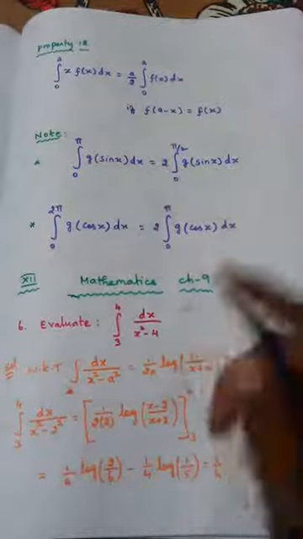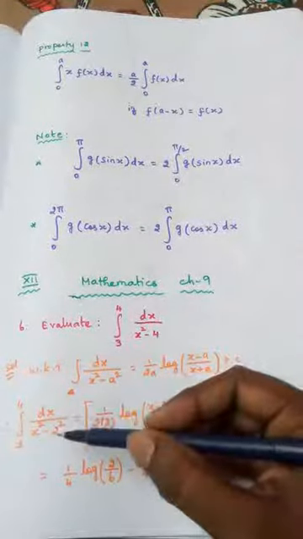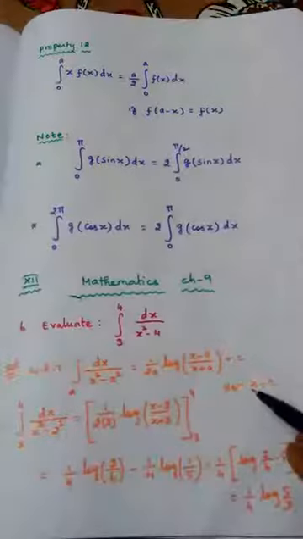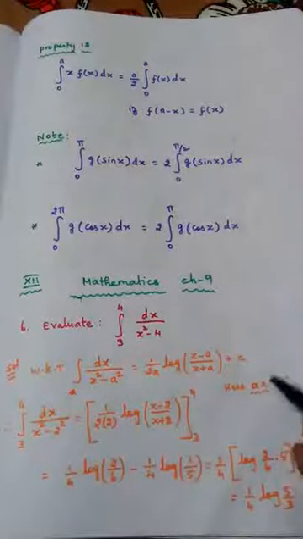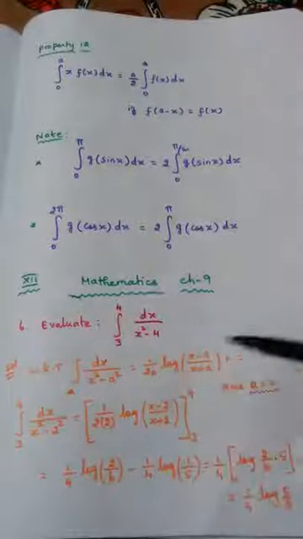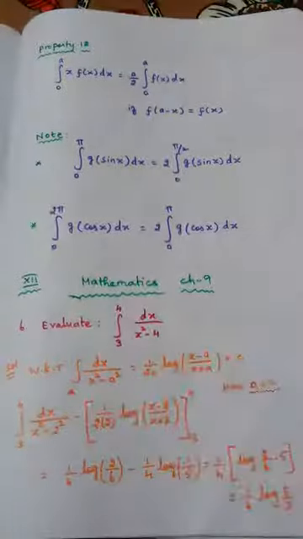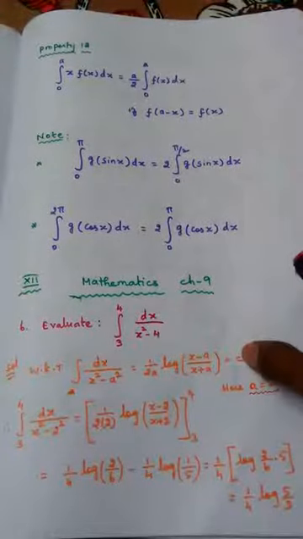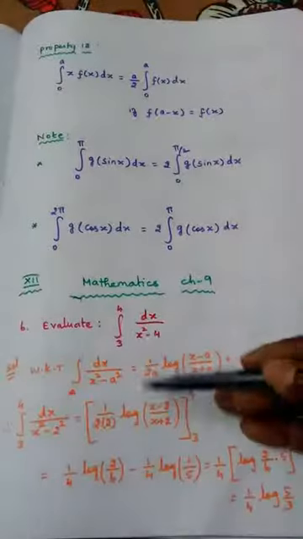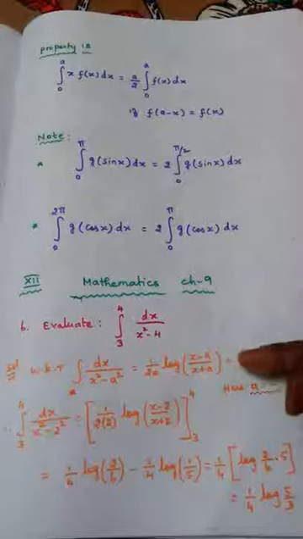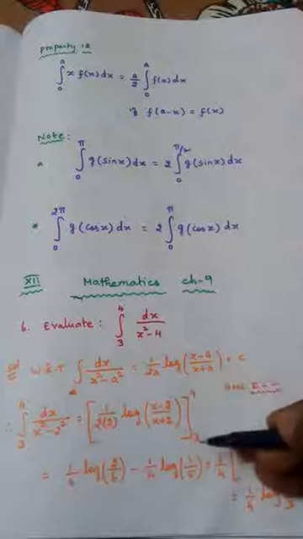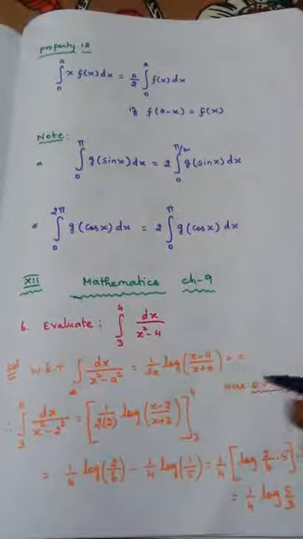So applying this formula, 1 by 2a, a itself is 2, so 1 by 4 log (x minus 2) by (x plus 2), because a value is 2, so we are substituting 2 in place of a in the formula. And since the limit is given, we need not write this constant c. Keep that in mind. This constant c should come only if there is no limit. If there is a limit, then we will apply the limit, and that time we need not write plus c. So 3 to 4 is the limit. This is called the lower limit and this is called the upper limit.